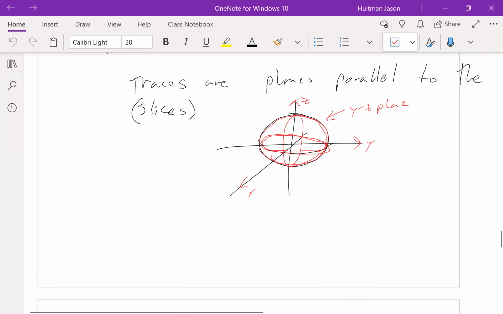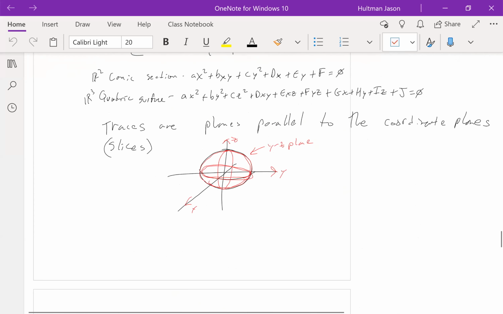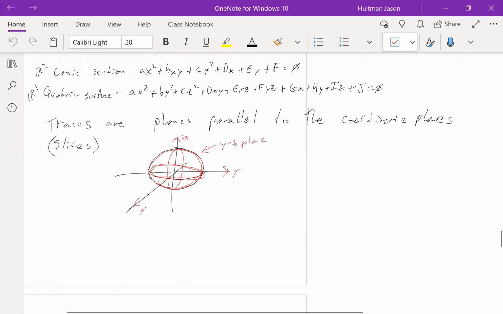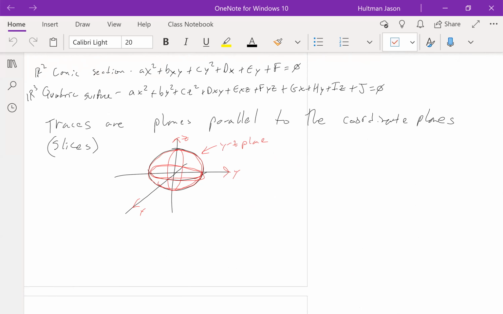Okay, traces are parallel to the coordinate planes. There we go. So the idea: traces are planes parallel to the coordinate planes. So let's do an example with this. Let's graph. Okay. Let's sketch.